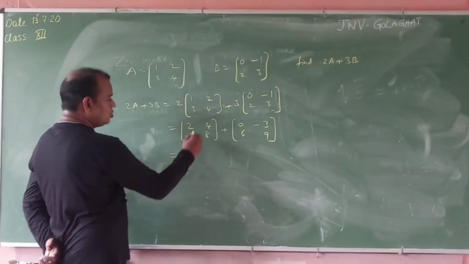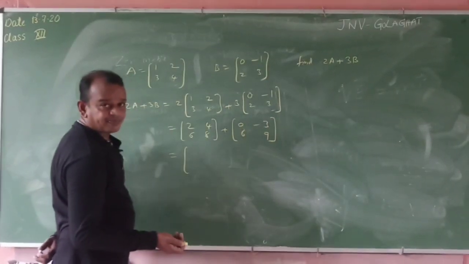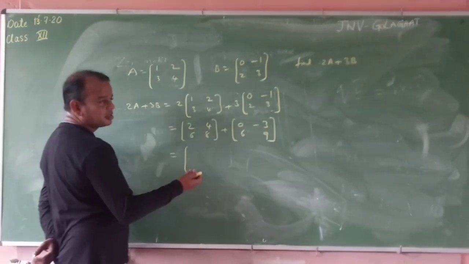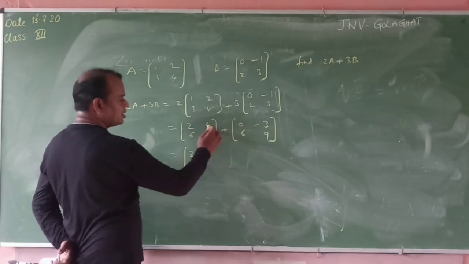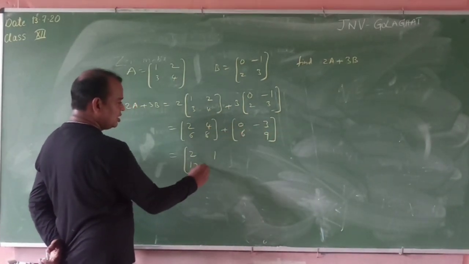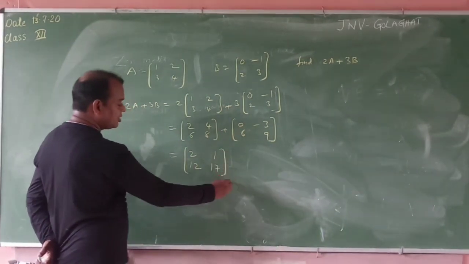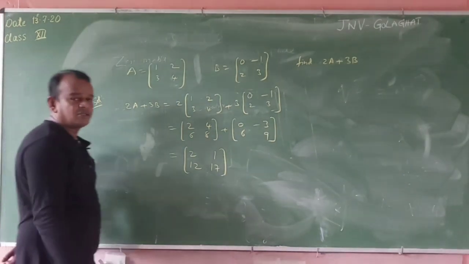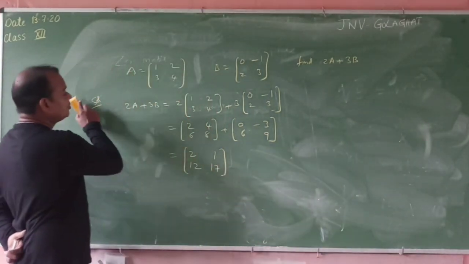Now plus is there, which means addition. Addition means, as we discussed yesterday, corresponding elements will be added. 2 plus 0 means 2, 4 minus 3 means 1, 6 plus 6 is 12, 8 plus 9 is equal to 17. This type of questions are asked in the examination point of view, very very important.